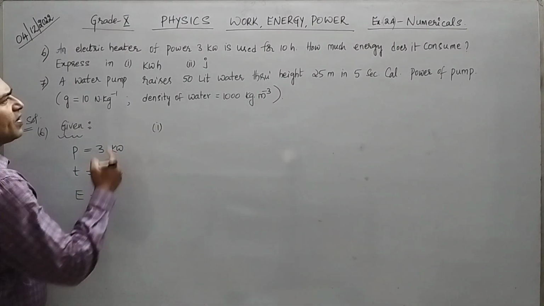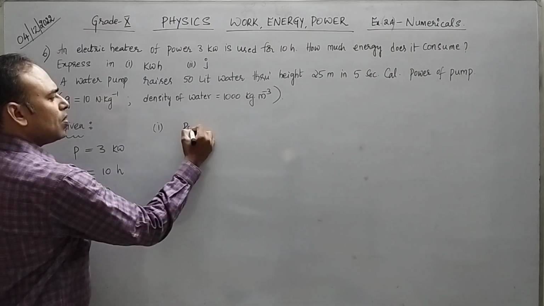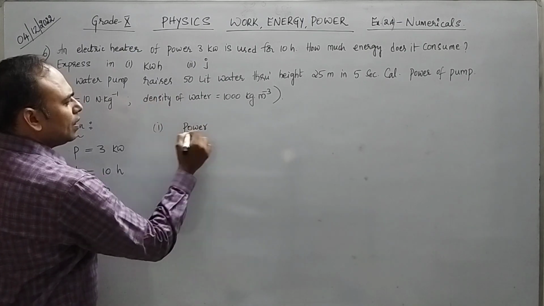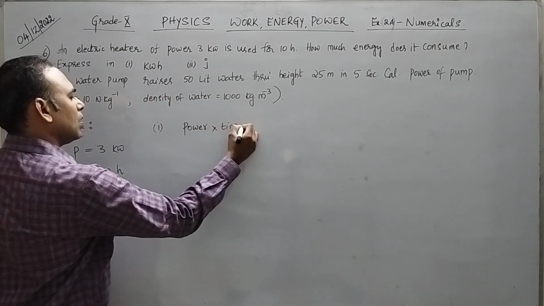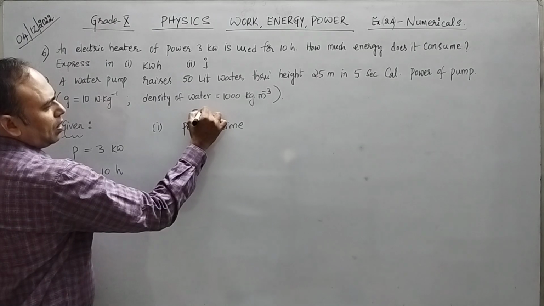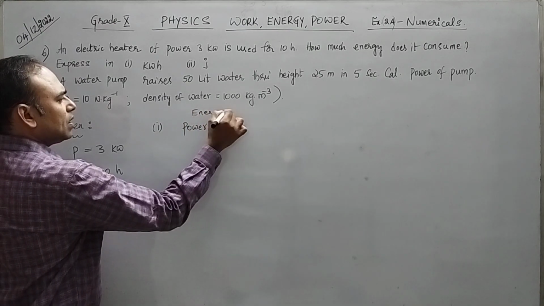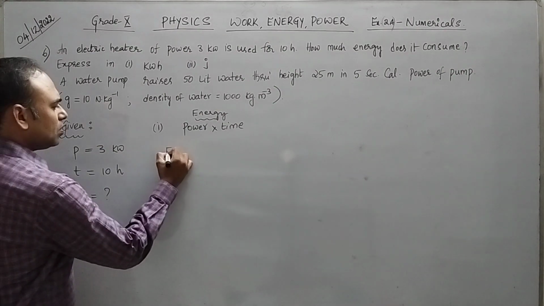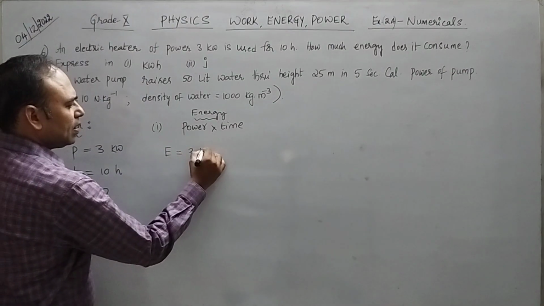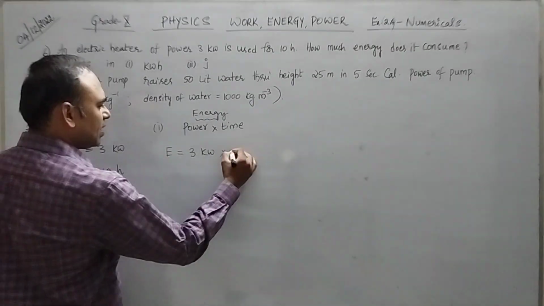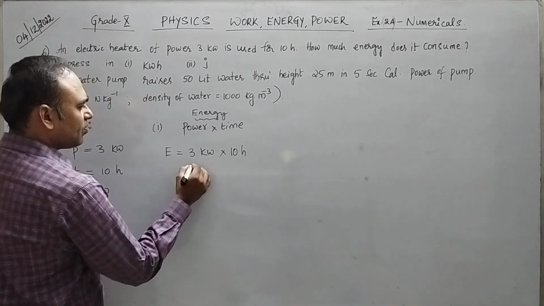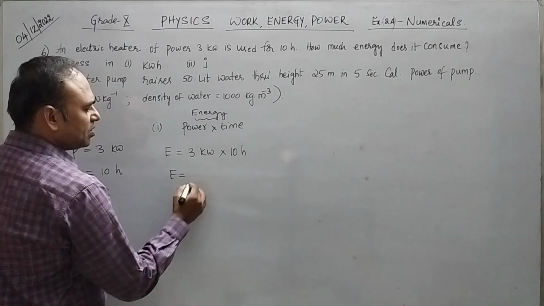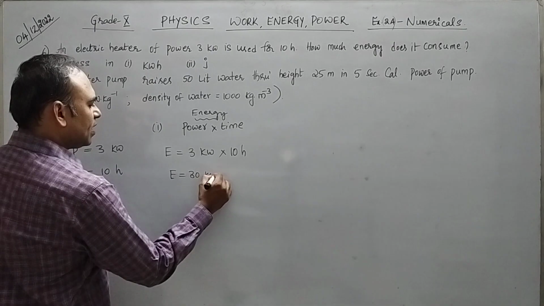Therefore, in terms of kilowatt hour, we can write it as power into time. Always energy consumed is calculated using power into time. Now E is equal to, what is the power here? 3 kilowatt and time taken 10 hour. Hence we can say that the energy consumed is 30 kilowatt hour.